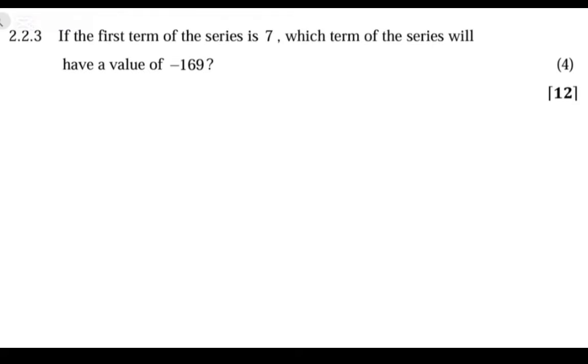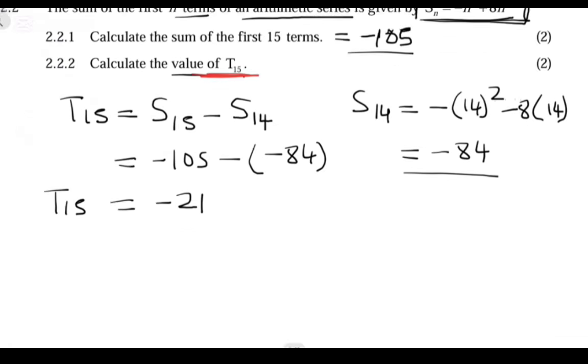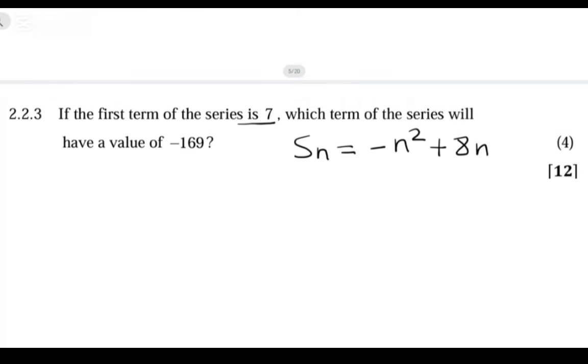The next one, they say if the first term of the series is 7, which term of the series will have the value of negative 169? Remember, guys, we are given the sum formula here, which is equal to negative n squared plus 8n. Let me just recheck it. Yes, plus 8n, like this. And then here they've given us term number 1, which is equal to 7. Perfect.